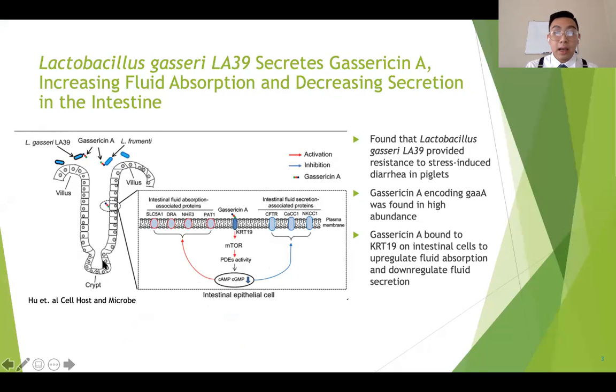As we can see here in this diagram, gassericin A essentially binds to a receptor on intestinal cells called KRT19, and this upregulates the fluid absorption and downregulates the fluid secretion in these intestinal cells. And the net effect is that we get a reduction in the amount of fluid accumulation in the gut, so less water and therefore less diarrheal symptoms.